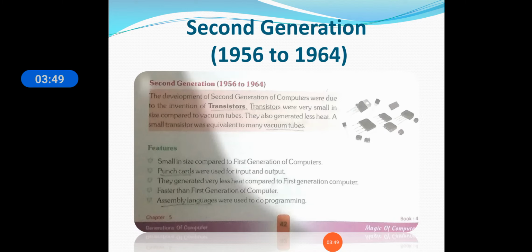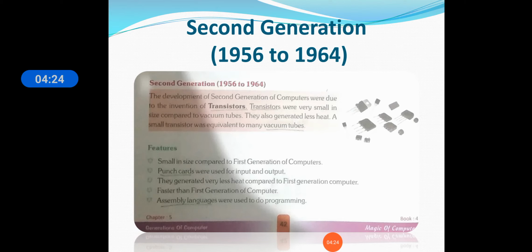Even today it is used. They were very nice electronic components. They also generated less heat. A small transistor was equivalent to many vacuum tubes. So we replaced vacuum tubes with transistors, and it made things easy.